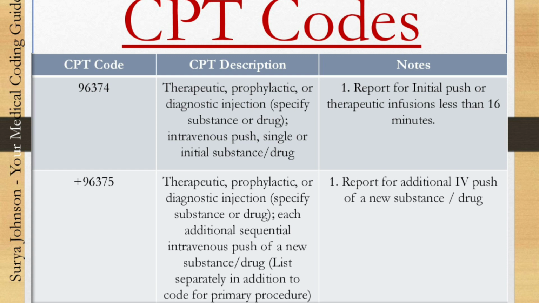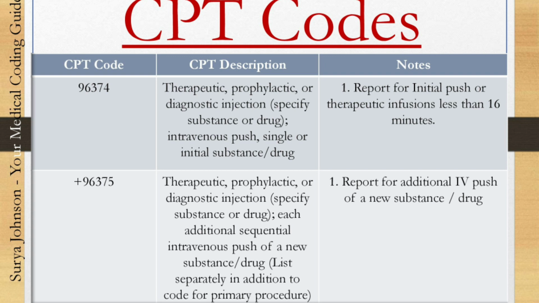96374. This is therapeutic, prophylactic or diagnostic injection or an IV push. Notes: report for initial push or therapeutic infusion less than 16 minutes. Then the add-on code 96375. It is for each additional sequential intravenous push of a new substance. So when there is a new substance, then it is 96375.